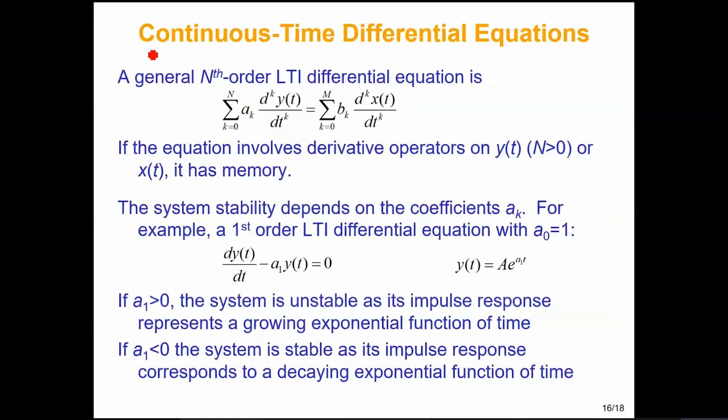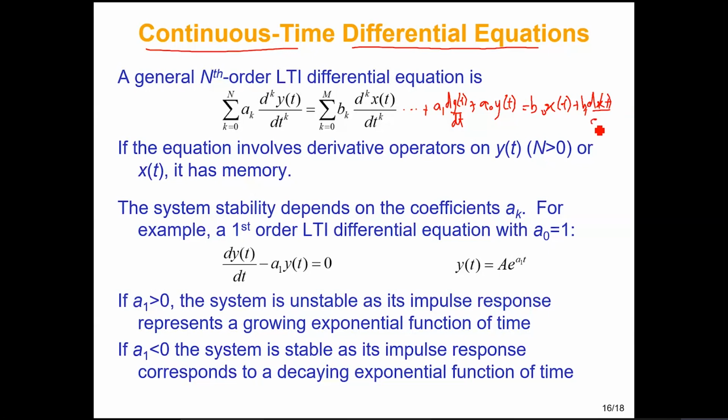Now, if we take a continuous time system, the differential equations can be generally written in this shape. We can take all the y terms on one side and all the x terms on the other side. Now the y terms may have a few differential terms also, and you may end up getting something like this, a naught y of t, and on this side we may have something like this, b naught x of t plus b1 dx(t) by dt.